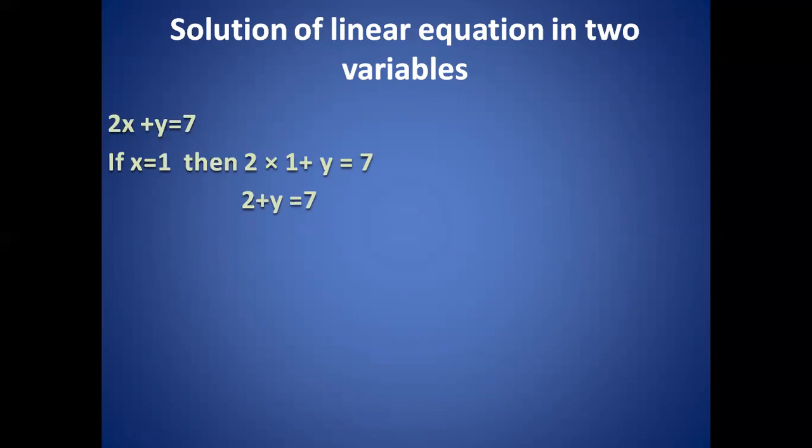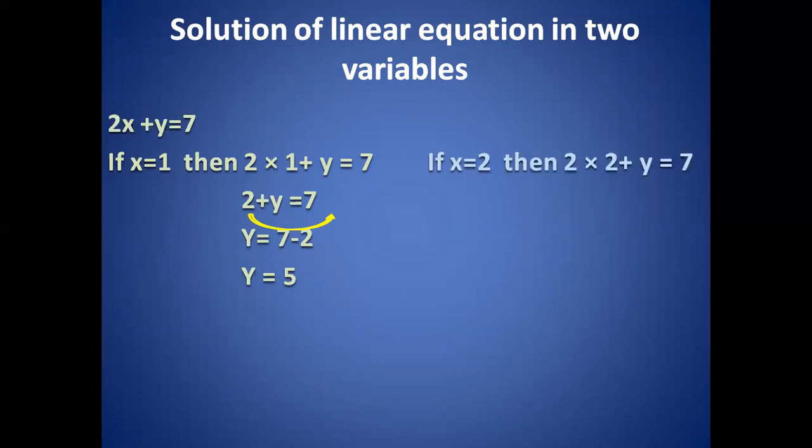Now how to solve this equation? 2 plus what is equal to 7? Take 2 to the right side. y is equal to 7 minus 2. That is y is equal to 5. This is one solution. When x is equal to 1, then y is equal to 5. Let us see one more solution. If x is equal to 2, what happens? Then 2 into 2 plus y is equal to 7.